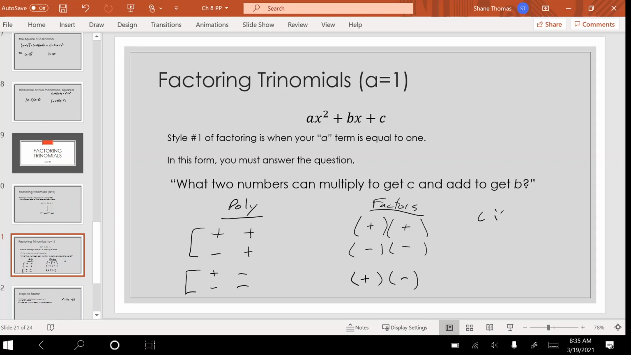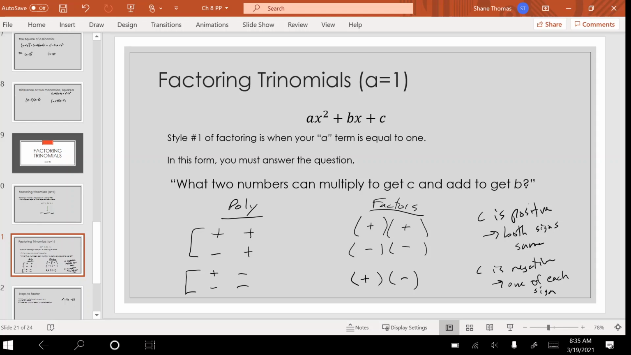So C is positive, both signs the same. C is negative, you get one of each sign. And if we think about it, we're answering this question here: what two numbers can multiply to get C and add to get B?